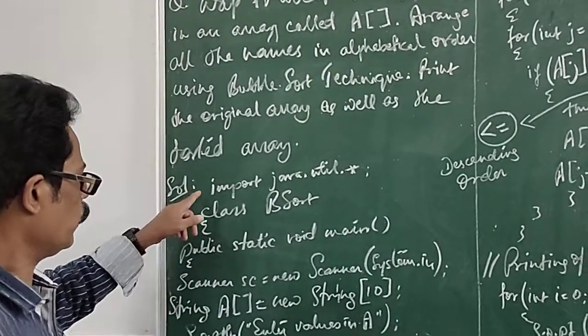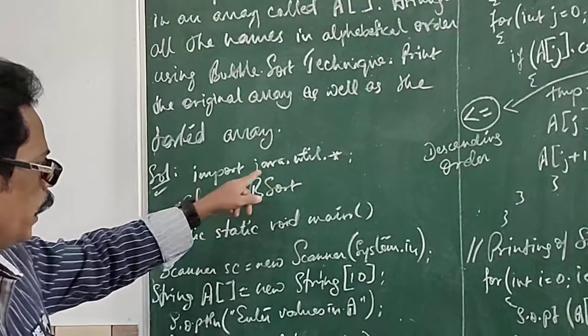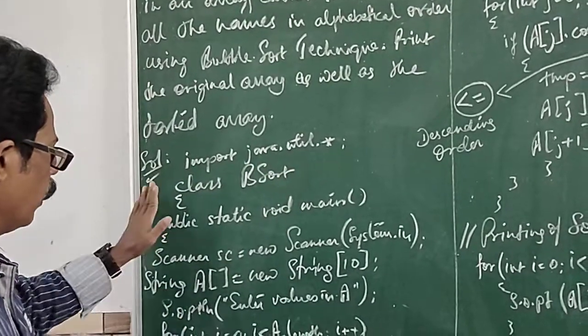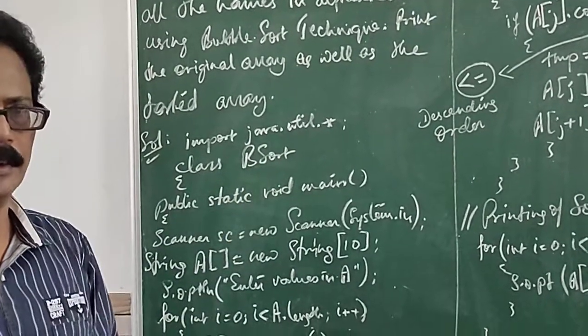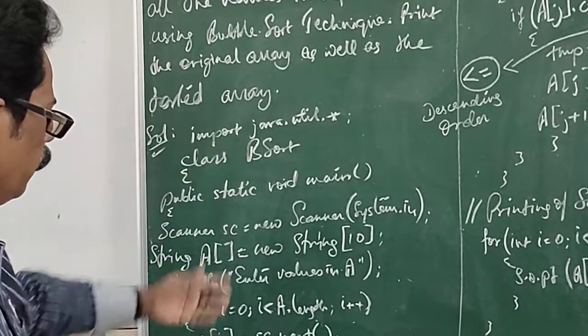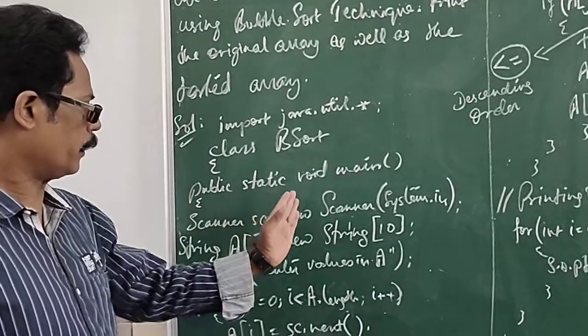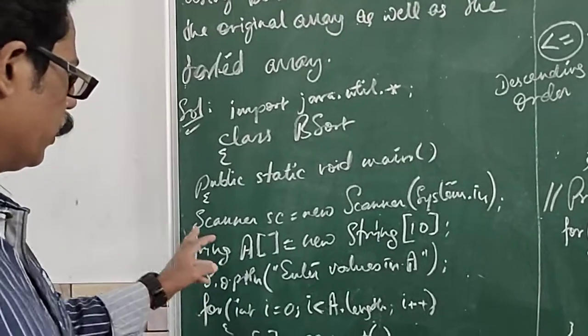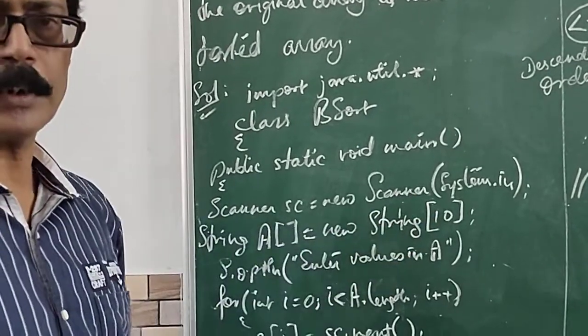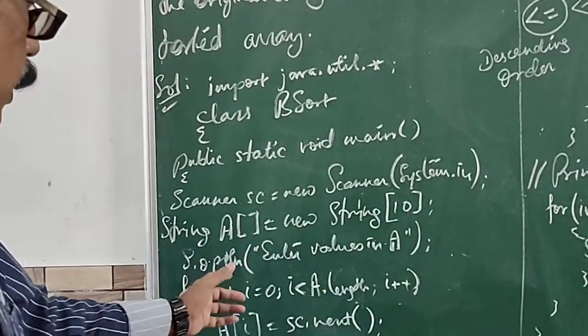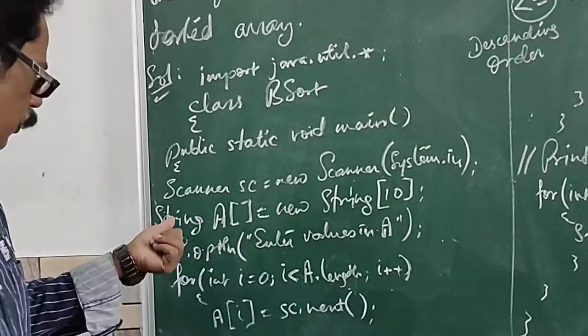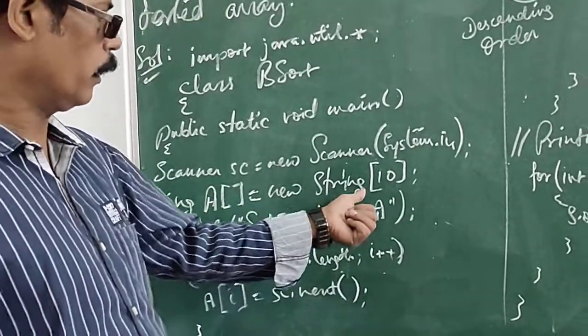The first thing is of course invoking a package: import java.util.*; class bsort, any name you can take. I am taking bubble sort, so I have written bsort. public static void main. Then of course the Scanner object I have created, that is Scanner sc = new Scanner(System.in). Then String a[] = new String[10].